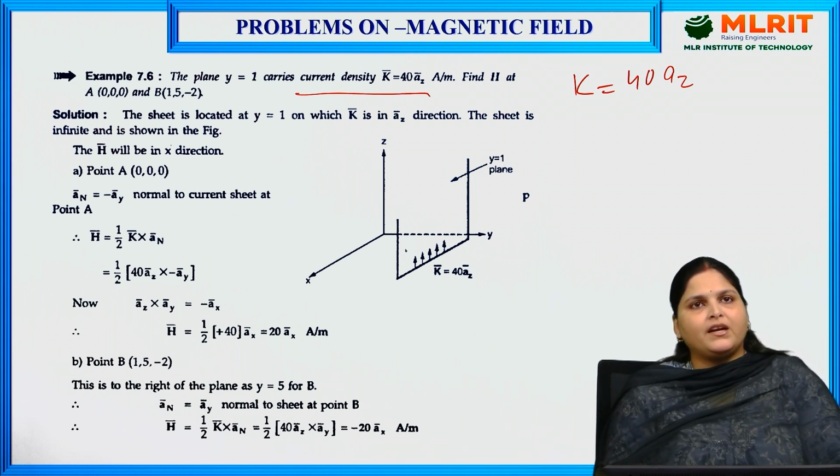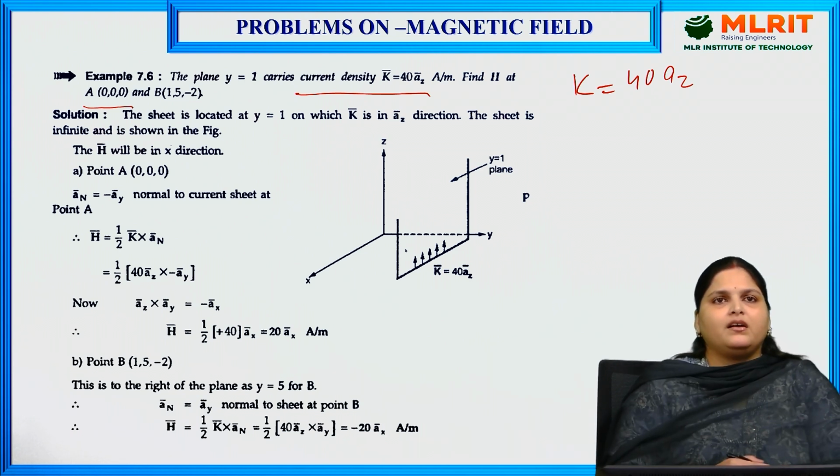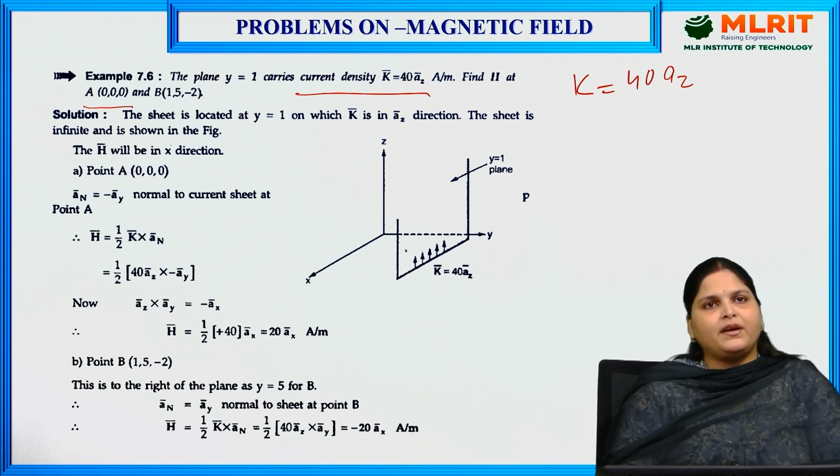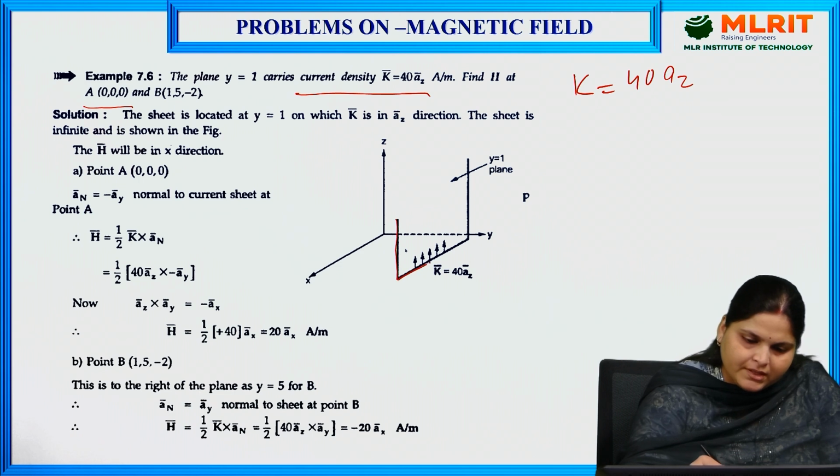We have to find out H at 2 points, A with coordinates 0, 0, 0, and B with coordinates 1, 5, and minus 2, right? Let's solve it. This is the diagram. You can see the sheet is here, okay?